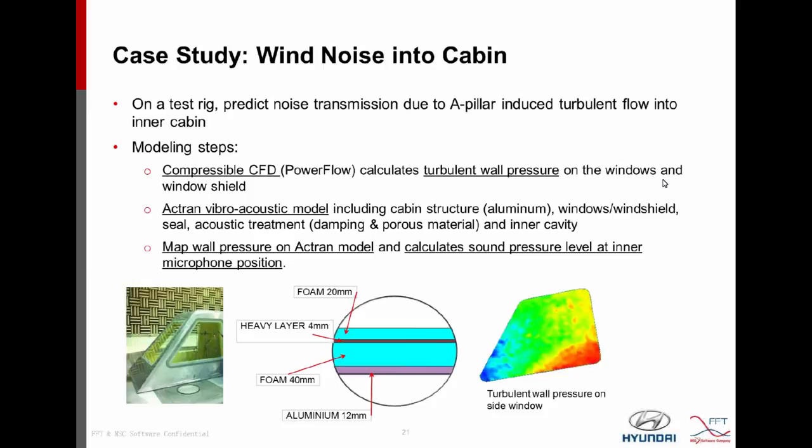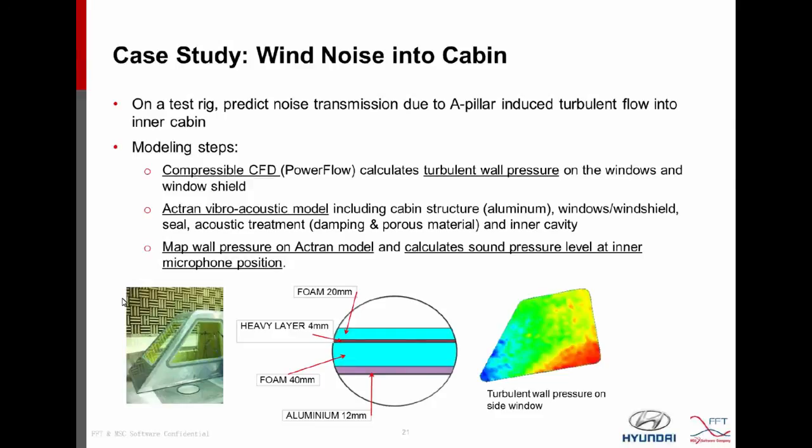Okay, so the last example is wind noise transmission into a cabin. Now, here we are not using a diffuse sound field, but we are modeling a realistic wind noise that is transmitted into a simplified car cabin. To simulate the wind noise created by the A-pillar of a car, first a CFD code was used to calculate the turbulent wall pressure on the structure, so in particular on the windows and on the windshield of this simplified cabin.